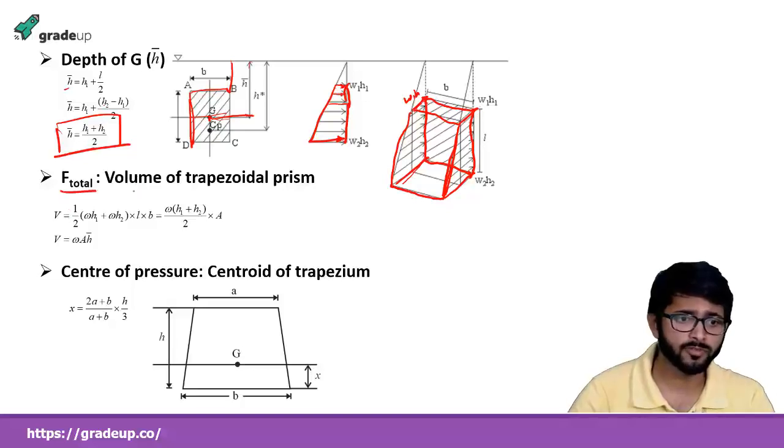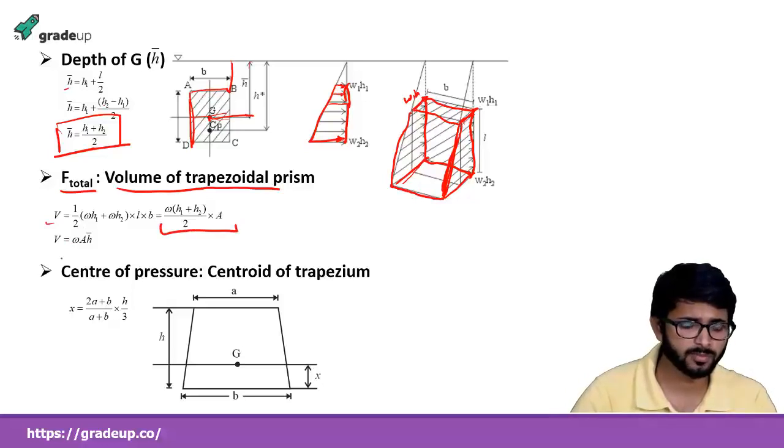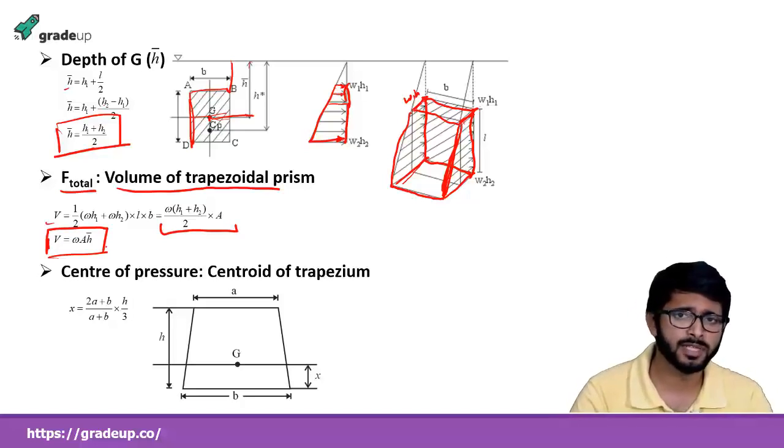And to find the total resultant force, that is total force, we just have to find the volume of the trapezoidal prism. So this is the trapezoidal prism. This is the volume of the trapezoidal prism. Here, the question may ask directly, if the pressure diagram is given, to find the pressure resultant force, just find out the volume of that pressure diagram.